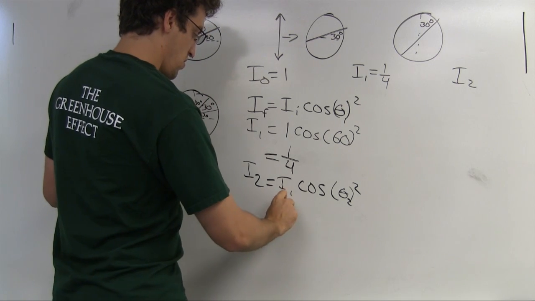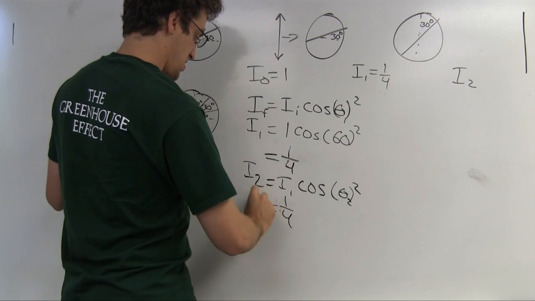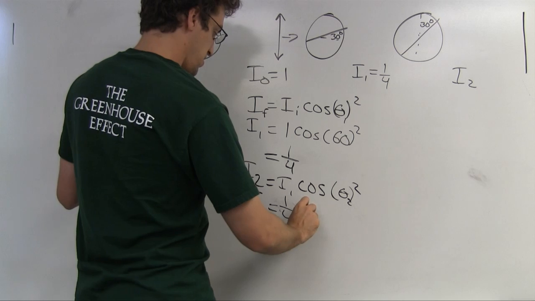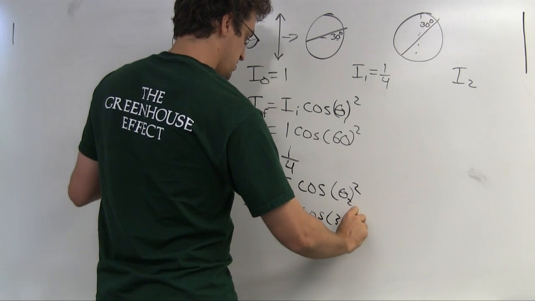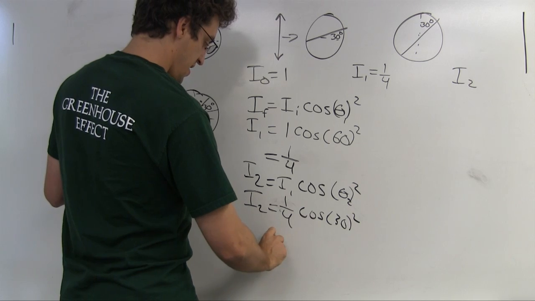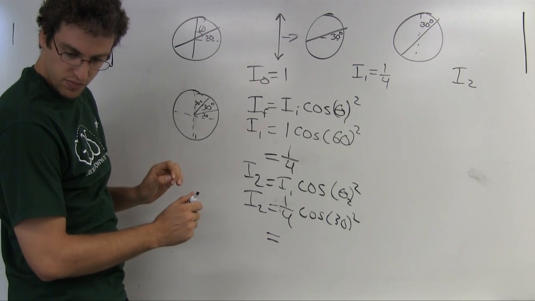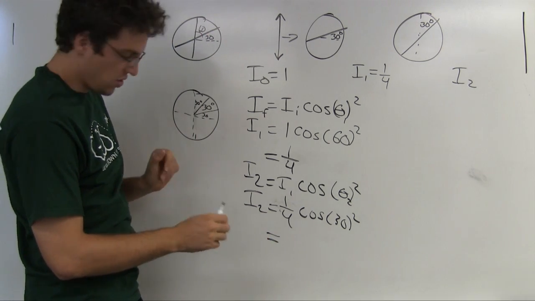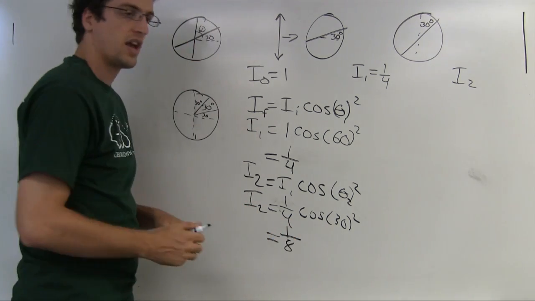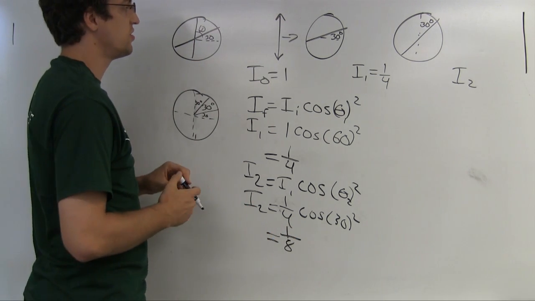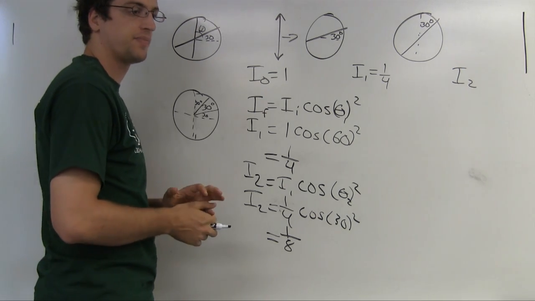So I2 equals 1/4 times cosine of 30 squared. And this should come out to be 1/8. So 1/8 of the light is going to get through the two filters. It's going to be 1/8 as bright.